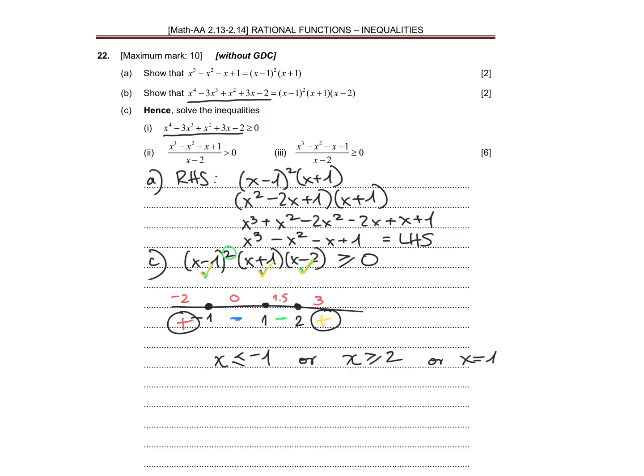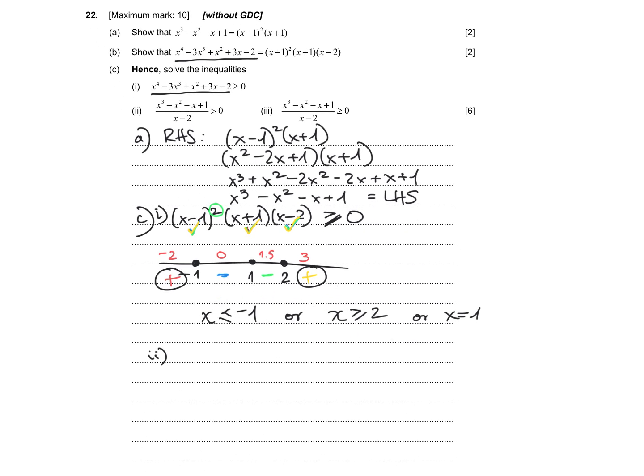Okay, or x equals 1, because it can be equal to 0. All right, so that's I. Double I, we are going to have (x minus 1) squared times (x plus 1) over (x minus 2) greater than 0. So we're going to have zeros at 1, and negative 1. These are all open holes because they can't be equal to 0. And then 1, and then 2. And we need our test points: negative 2, 0, 1.5, and 3.